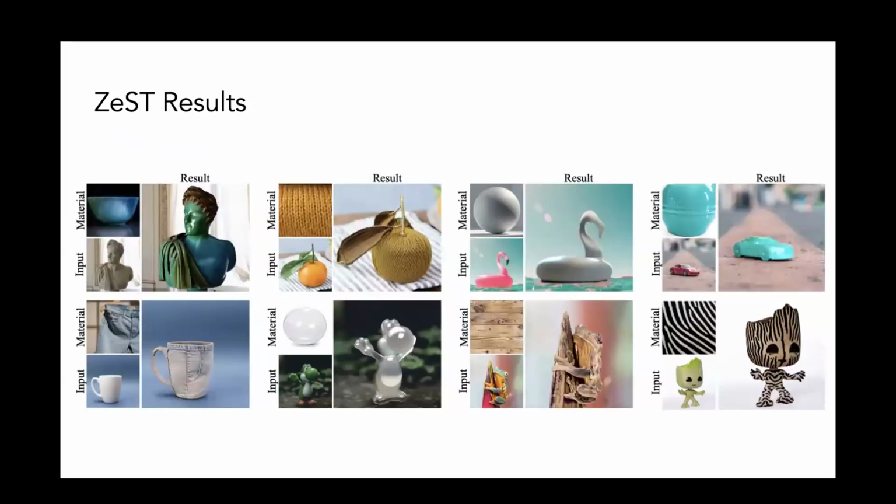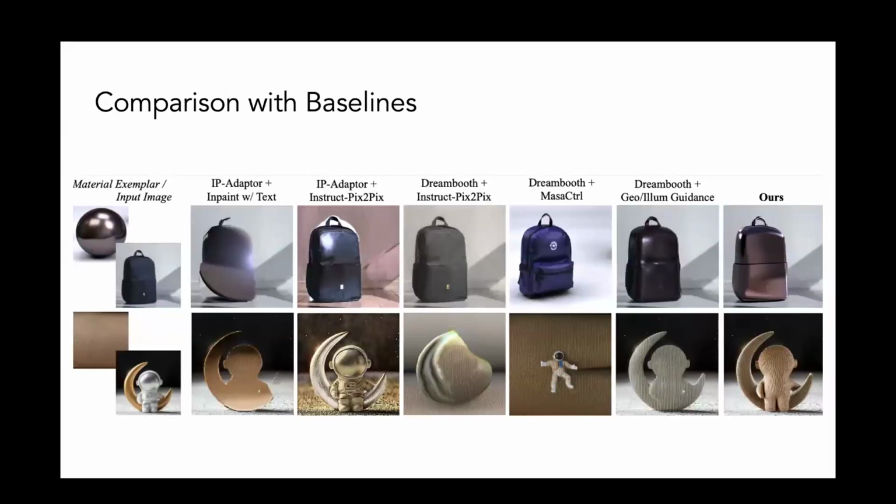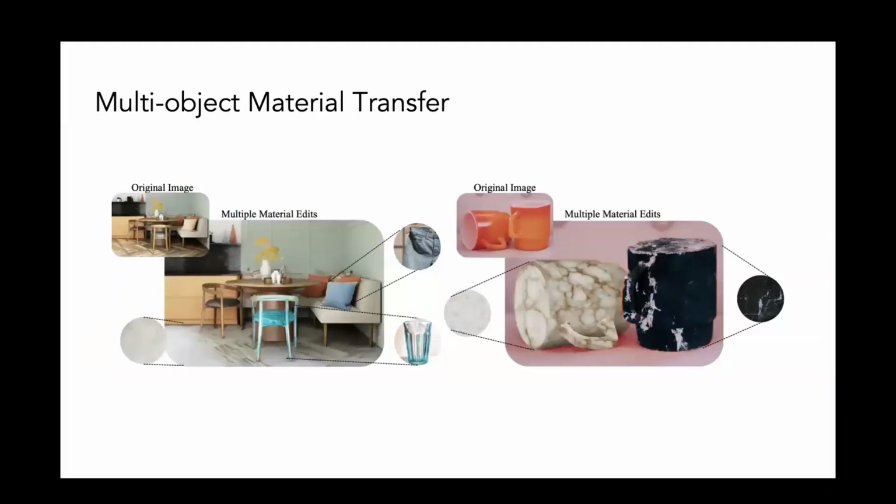And these are some sample results. For each result, we have the material exemplar and input, and you can see it transfers those material properties reasonably well to different types of objects and different types of materials. There are also some comparisons with baselines like DreamBooth, IP adapter, etc., and we found that our simple technique works quite decently as well. We can also run this multiple times, so we can transfer materials to multiple objects in an image.